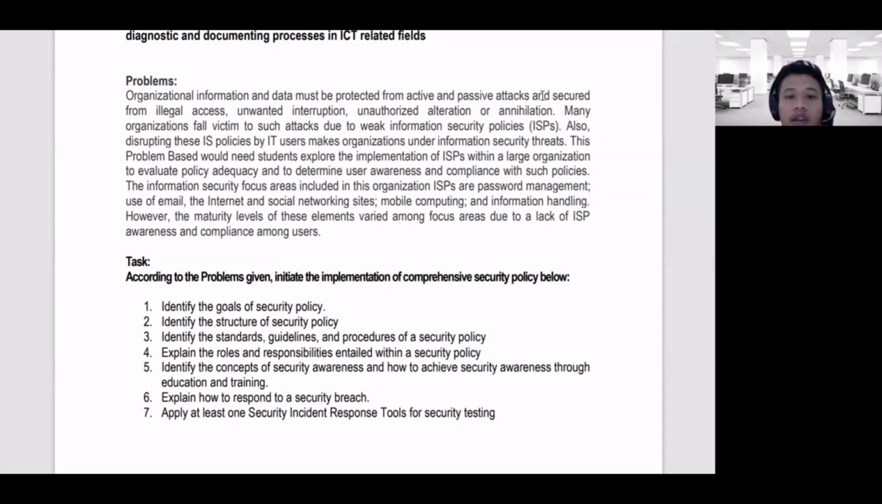Information security focus areas in this organization's ISPs are password management, use of email, the internet and social networking sites, mobile computing, and information handling. However, the maturity levels of these elements varied among focus areas due to a lack of ISP awareness and compliance among users. So let's go to identify the goals of the security policy.